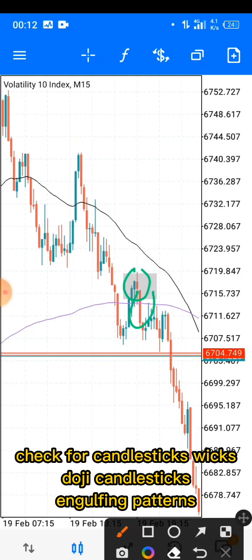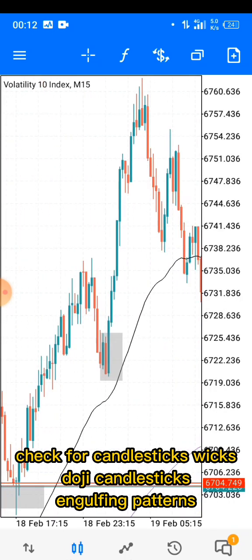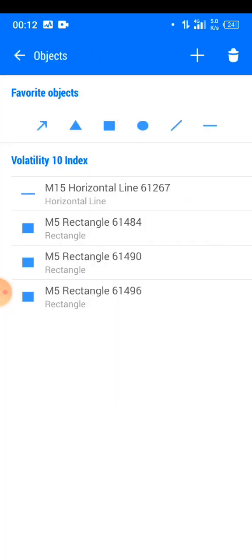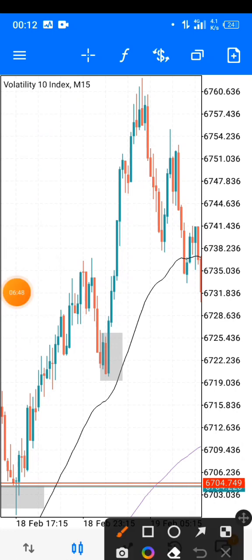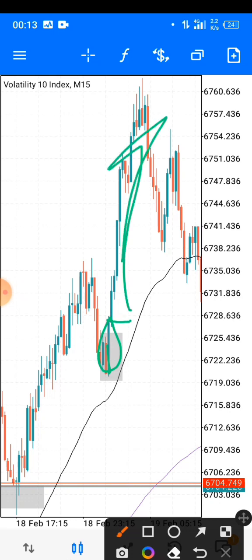So that's just another method that you can use. We've got another candlestick right here. As you can see, we've got a red candle, and after that red candle, we've got a huge green engulfing candle. So after that engulfing candle, you can enter your buy, and as you can see, you went deep into profit.